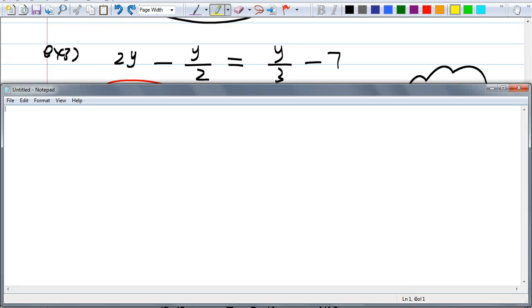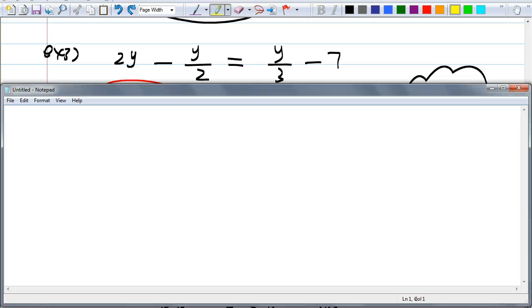Here's example 3. 2y minus y over 2 equals y over 3 minus 7. This time, you have 2 terms on the left and 2 terms on the right. It's not really a fraction, but 2y you could think of as a fraction, 2y over 1. Again, same exact thing that we've been doing. Guess what we're going to do here? How about Eunice? What do you think?